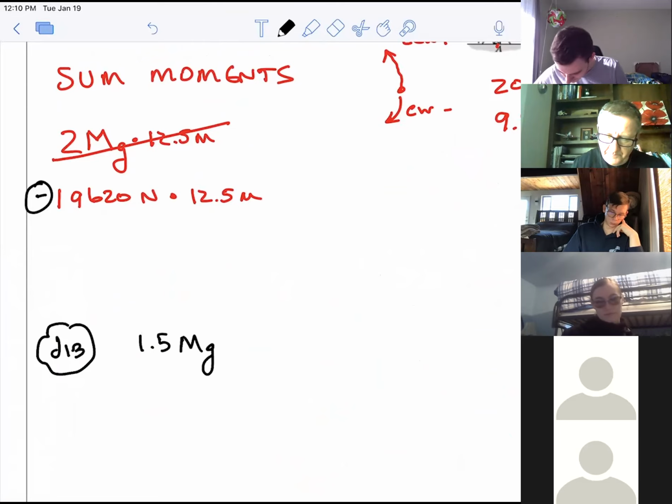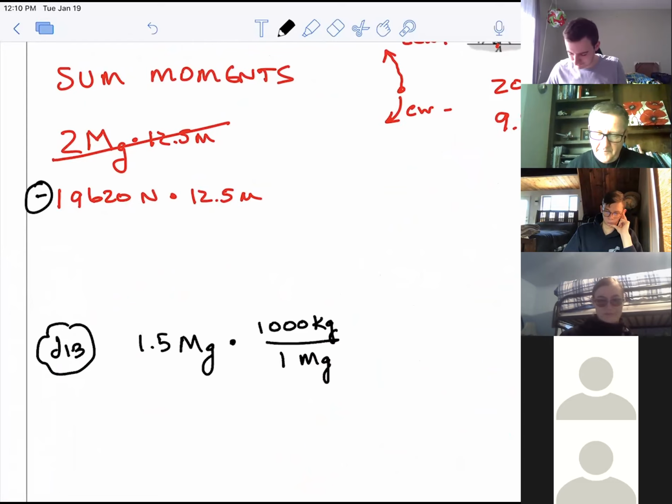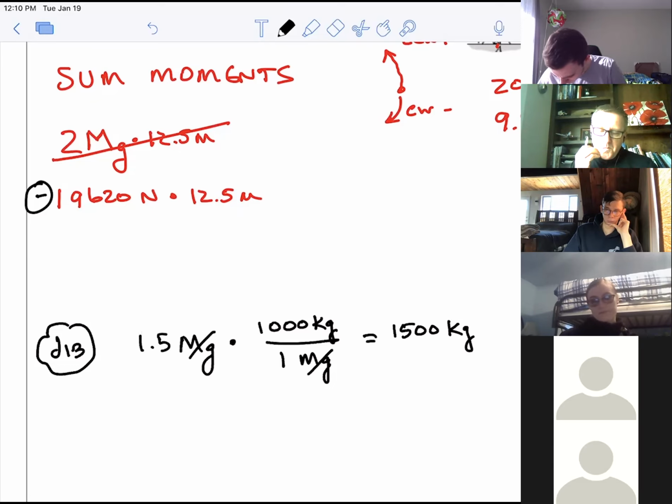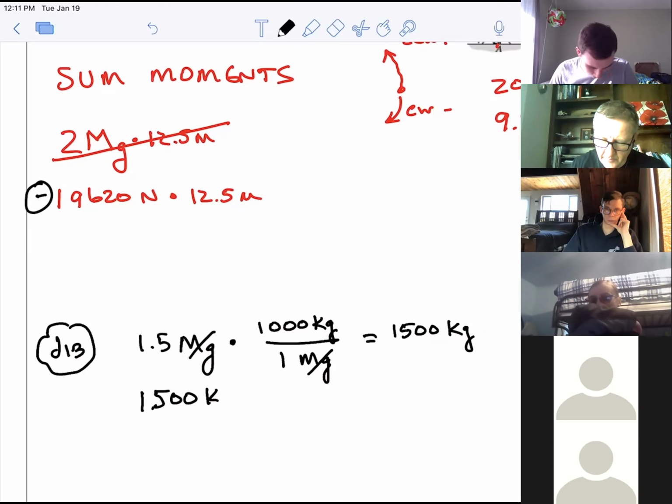And by the way, maybe you can't do what I just did in your head a second ago, so I'm going to do this the safer way. There are 1,000 kilograms in 1 megagram. I would need to look that up. That would cause megagrams to cancel, and I'd have 1,500 kilograms. 1,500 kilograms times 9.81 meters per second squared.